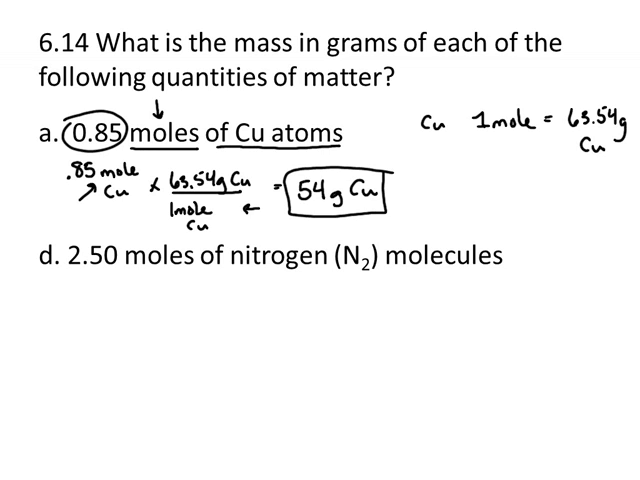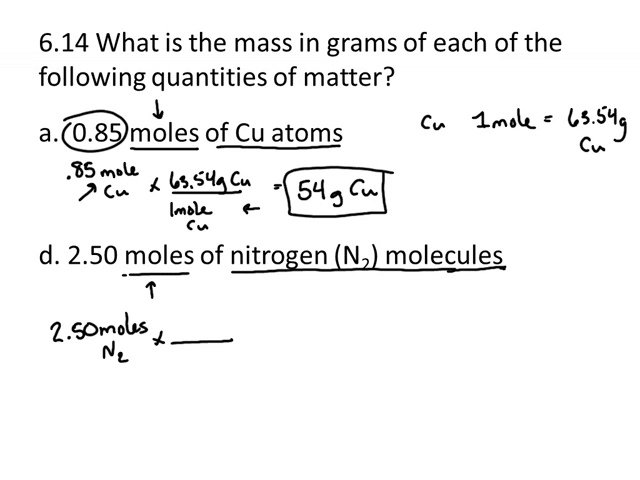All right, here we have D, 2.50 moles of nitrogen molecules. Again, it's told me nitrogen molecules, and it has also told me it's moles of those. Again, I want to focus in on the fact that we're being asked for moles. It happens to be of nitrogen molecules, but I don't want to get confused by the molecules. So I have 2.50 moles of N2. And the question is asking me for the mass in grams.